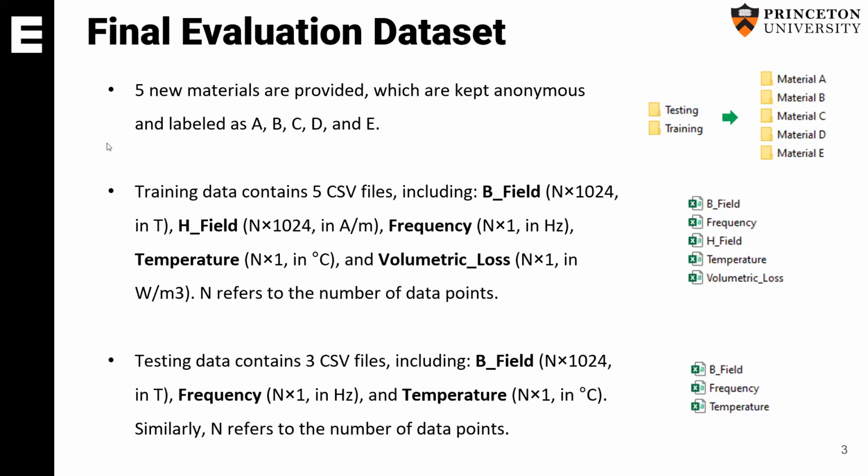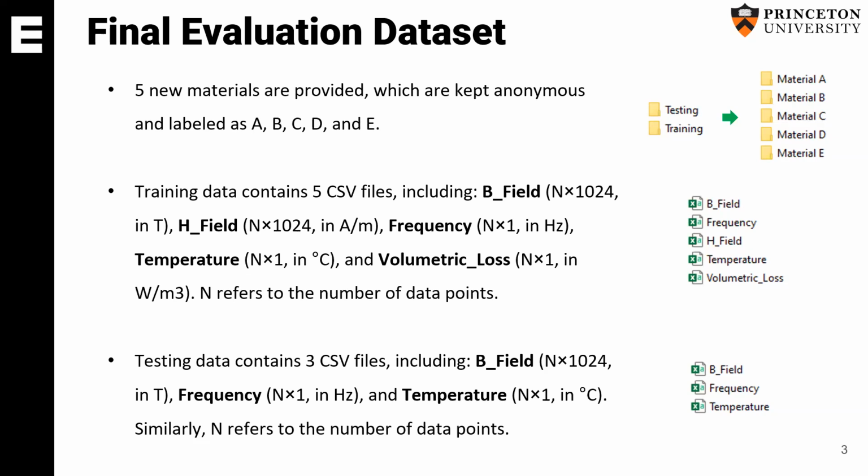So here's a brief overview of the final evaluation dataset that we created for the five new materials. In order to make the competition more fair, we have kept all of the material names anonymous, and we just label them A, B, C, D, E. In the folder you download, you can find two subfolders. One is the training dataset, the other one is the testing dataset.